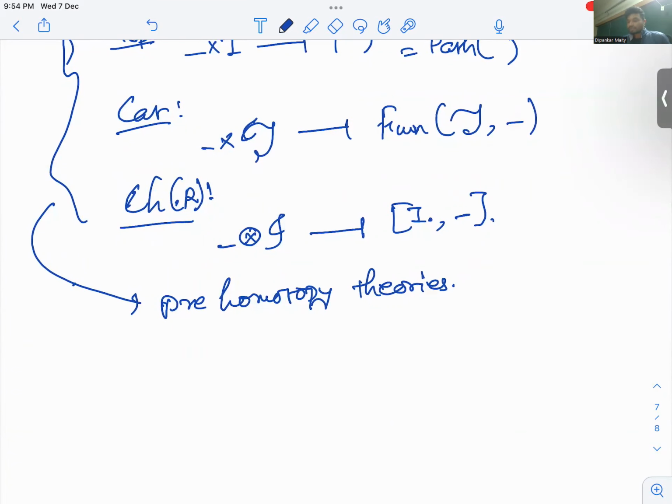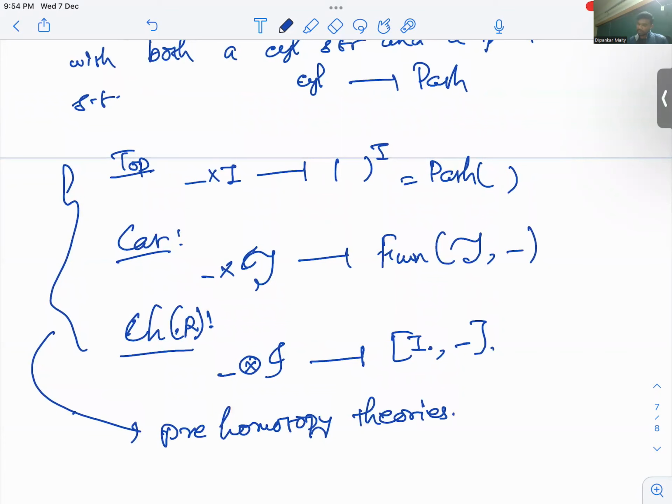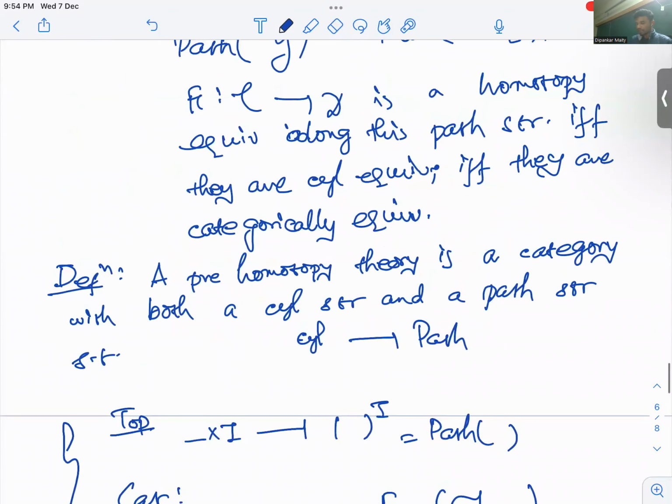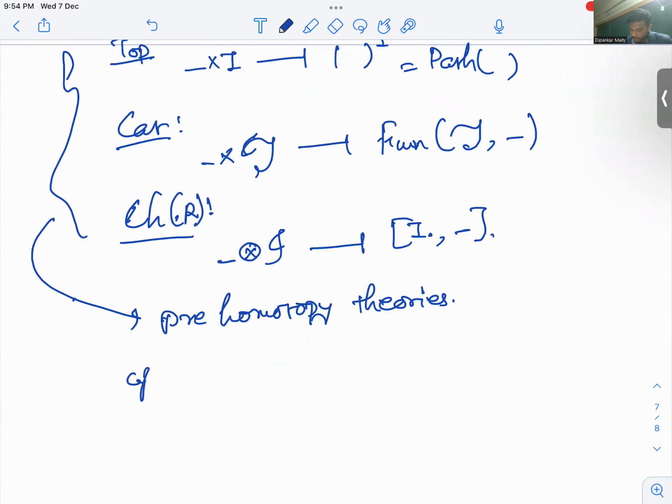Great. So far, so good. But it is not really true that all theories are pre-homotopy. There are, of course, theories which just have a cylinder structure or only a path structure. If it has a cylinder structure only, then we say that it's a left pre-homotopy theory. If it has a path structure only, then we say that it's a right pre-homotopy theory.